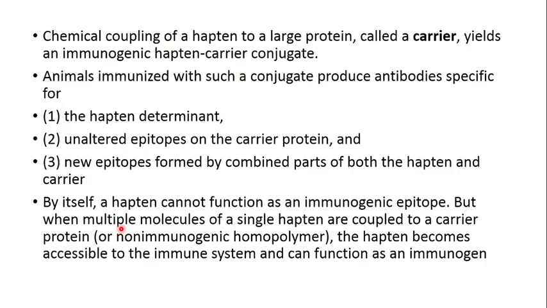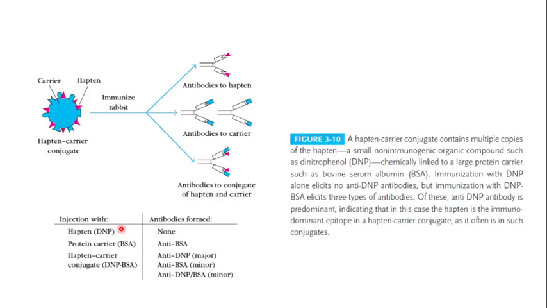One of the major haptens used by him was dinitrophenol. He combined dinitrophenol with the carrier protein BSA, and found that three types of antibody were produced in the rabbit. One is the antibody against the hapten, that is the dinitrophenol, one against the carrier protein BSA, and one against the junction of interaction between DNP and BSA.